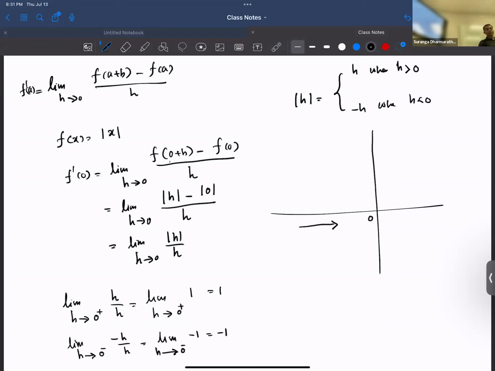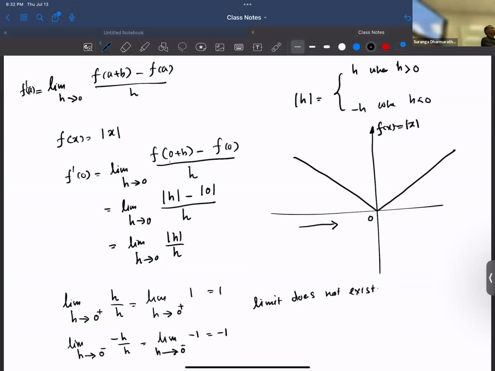Now what is the conclusion? The right hand limit is not equal to the left hand limit. That means the limit does not exist. Right? That means the function is not differentiable at x equals 0. So if you draw f of x equals magnitude of x, you will get a function like this.